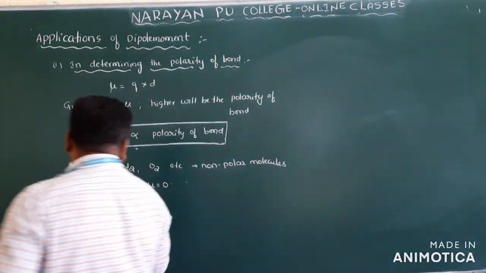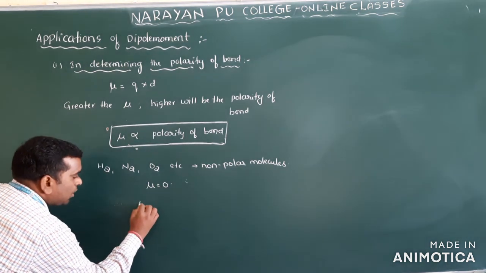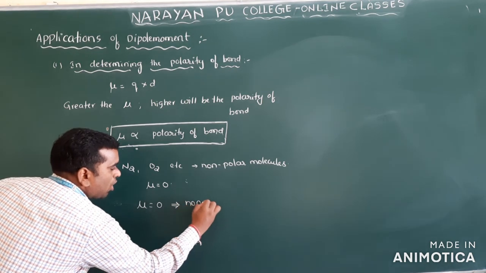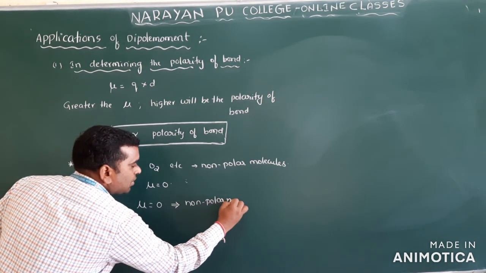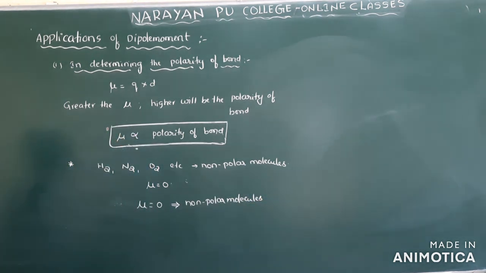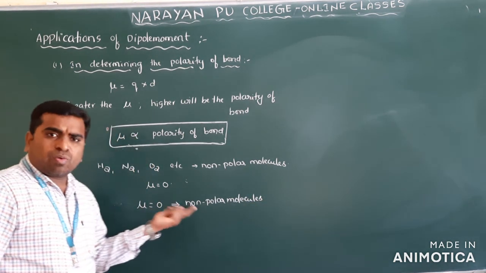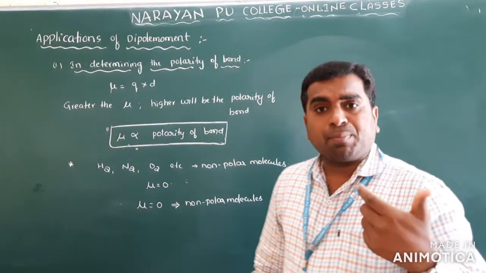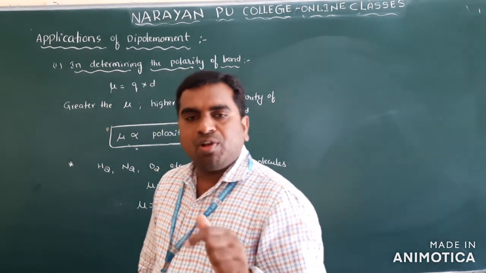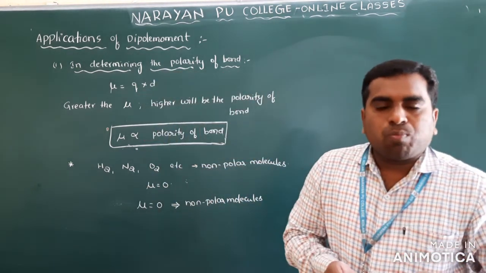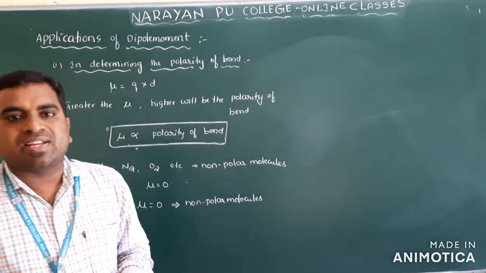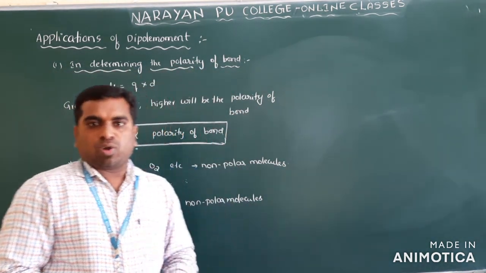Clear? So mu is equal to 0 for non-polar molecules. But sometimes in a molecule a polar bond will be present, but the net dipole moment for that molecule is 0, and those molecules can also be considered non-polar molecules only.